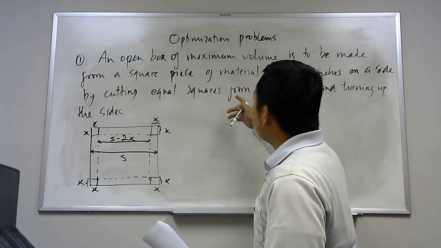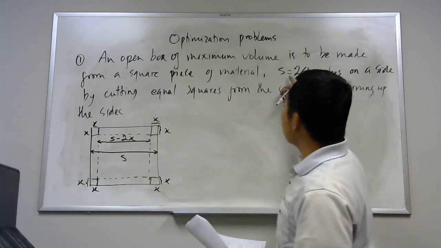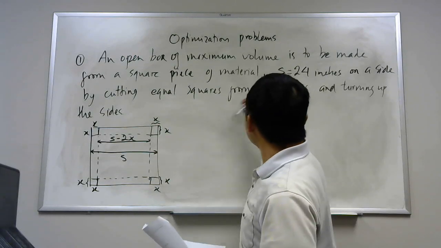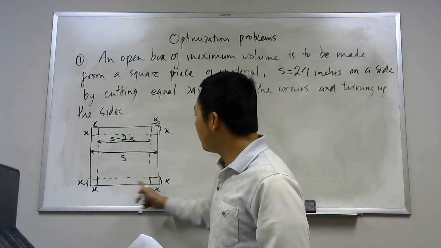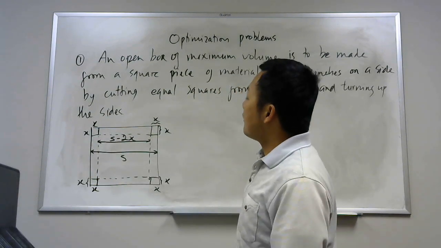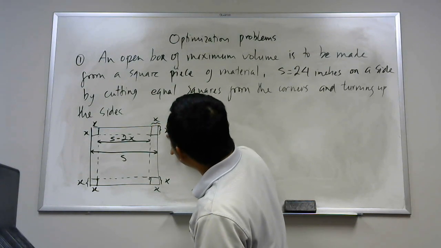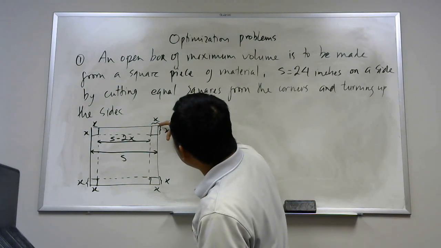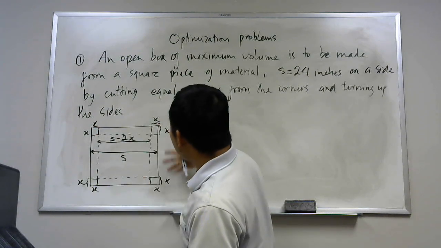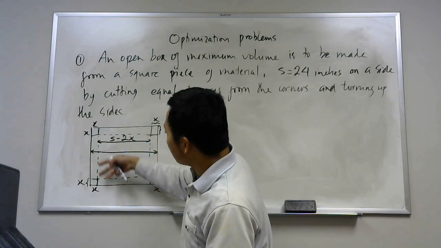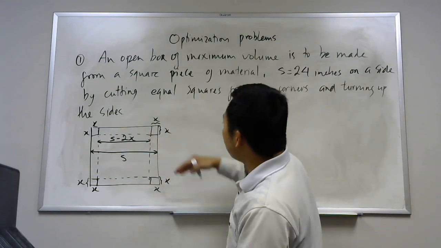We have some square piece of material, and the side of this piece is s equal to 24. So since this is square, we have 24, 24, 24, 24. And then now we will cut off corners in here. So suppose the side of this is just x. So we cut 4 corners, just 4 squares from 4 corners, and then we turn them up. We turn it up, we get a box.